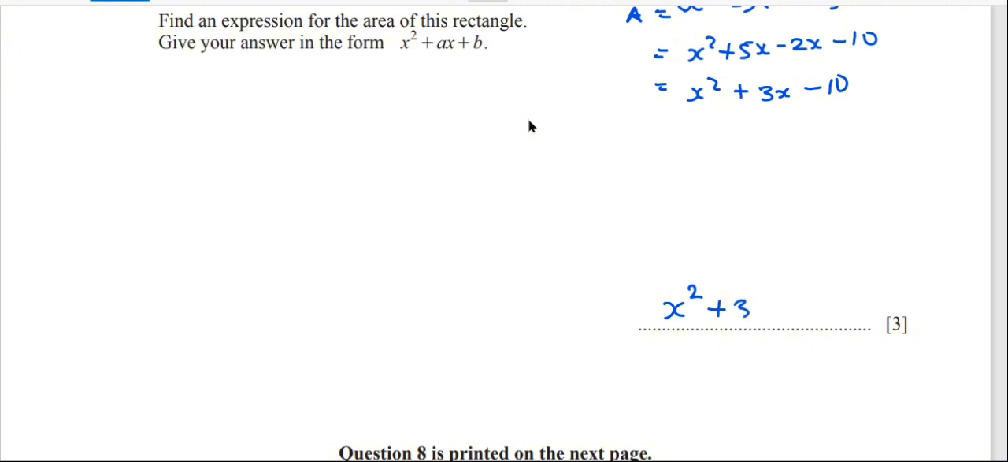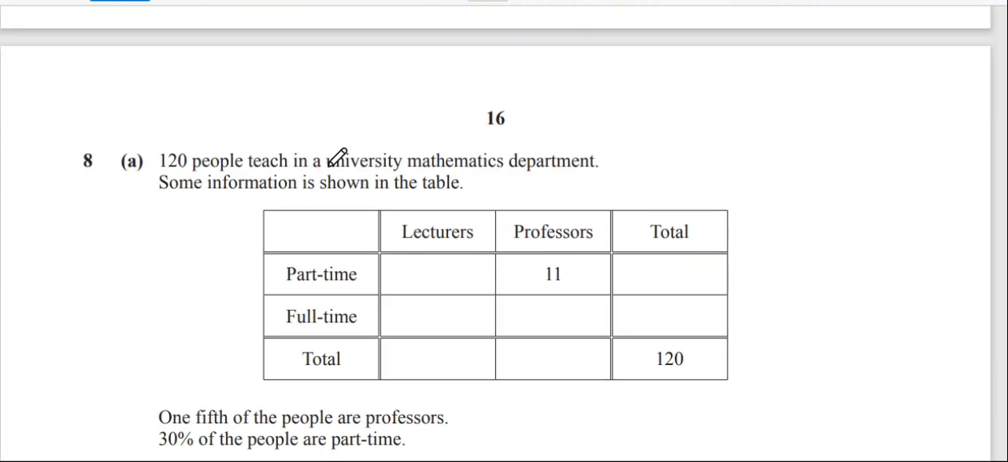All right, so we'll move to the next question. So they say 120 people teach in a university mathematics department. So we have a total of 120 people. So they say some information is shown in the table.